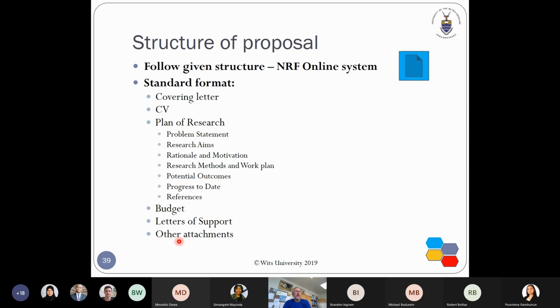I do have to put a caveat: if you're working with industry, they're not going to have an application form. They're more likely to say, give me a proposal. But then, if you're battling for a layout, this layout might be useful for you.